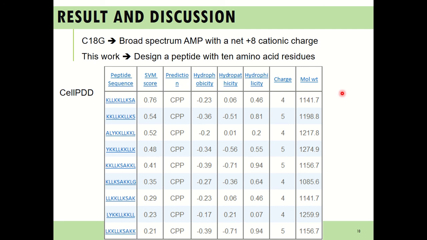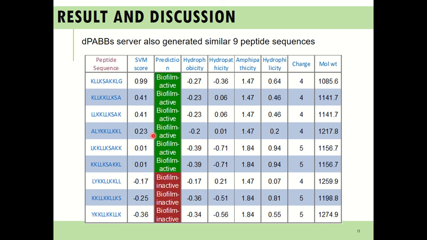The CellPPD generated 9 peptide sequences, and all of them are predicted to be cell-penetrating peptides. Meanwhile, the DPABB server also generated a similar 9 peptide sequences with 10 amino acid residues, and out of 9, only 6 of them were predicted to be biofilm active, and the rest, 3, are predicted to be inactive. Therefore, these 6 peptide sequences were both active against biofilms and also have cell penetration abilities. And these peptides will be the ones that are worth characterizing and evaluating further regarding their antimicrobial properties.